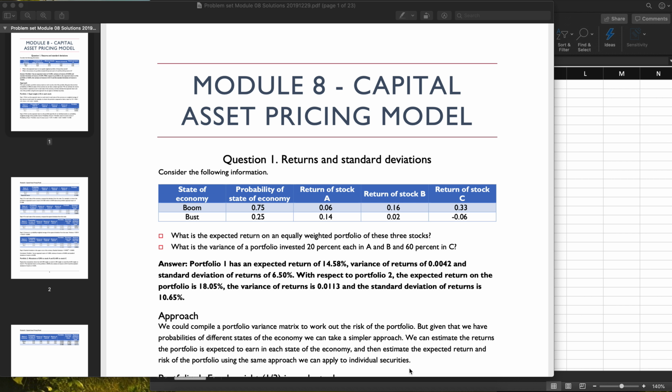Question 1, we have two different possible states of the economy. There's either a boom or a bust. The boom is 75%, the bust is 25%. And then we have 3 different stocks, A, B, and C, and they each have different returns given that state of the economy. So what's the expected return of an equally weighted portfolio of these 3 stocks?